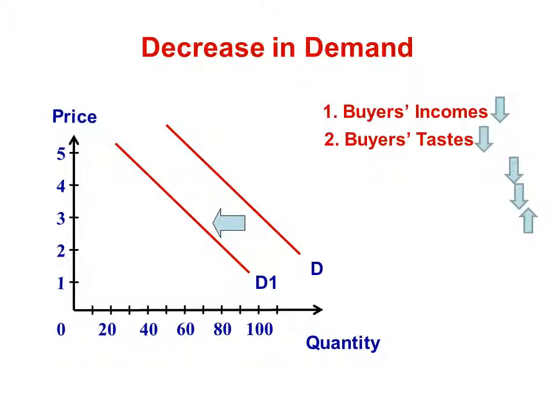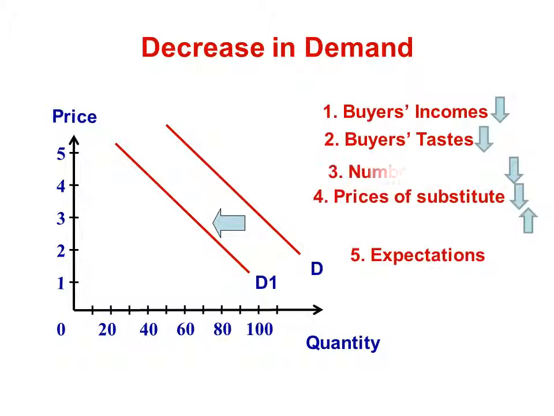So in the previous lecture, we talked about how the non-price determinants of demand would cause an increase in demand, a rightward shift in the demand curve. Now we're going to talk about those same 5 non-price determinants of demand, but we'll analyze what would cause a decrease in demand, a leftward shift of the demand curve.